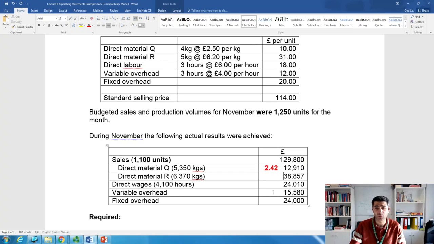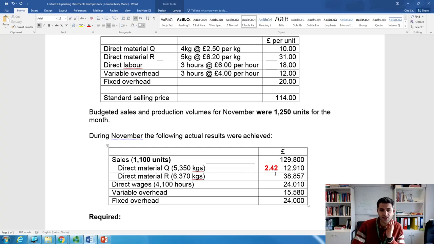So 2.42 per kilo. But when you take it, do not use exactly 2.42. You need to use exactly all the decimals on the calculator to have the right answer. As you see, 2.50 and 2.42 are close to each other. So remember one trick: when it comes to variances, the numbers have to be close to each other.